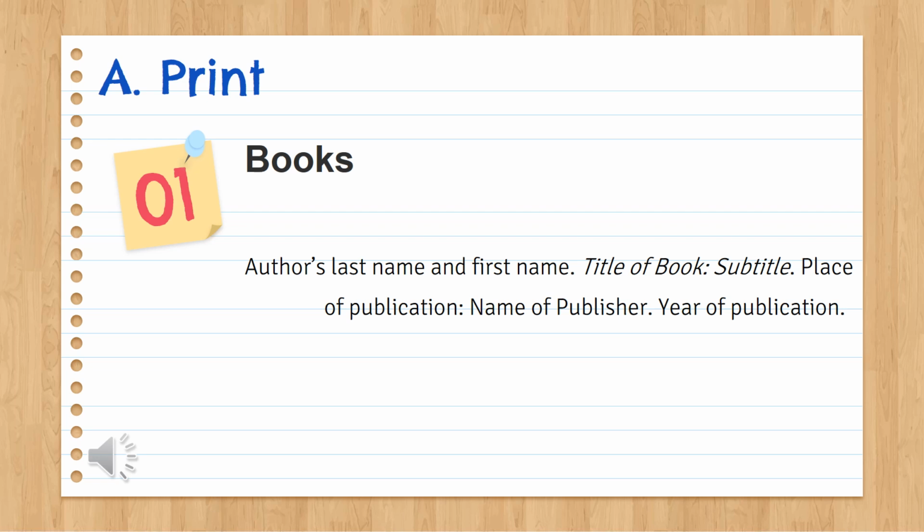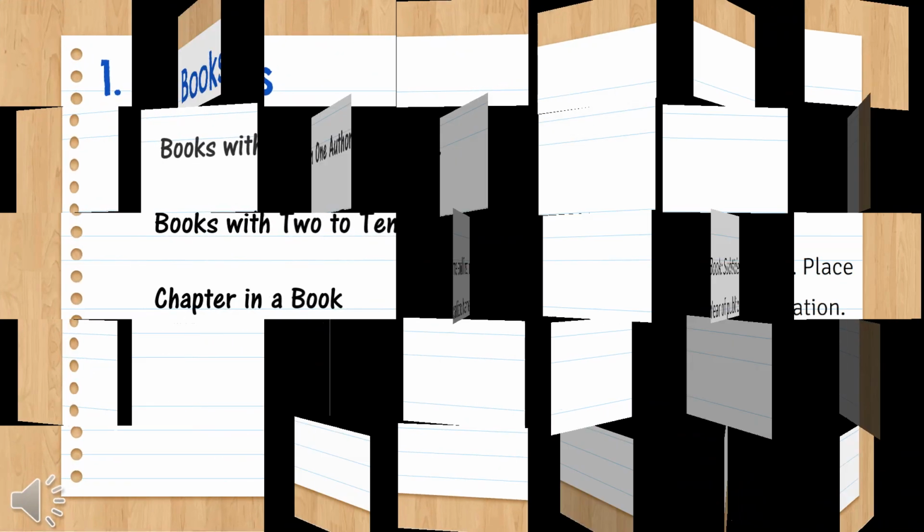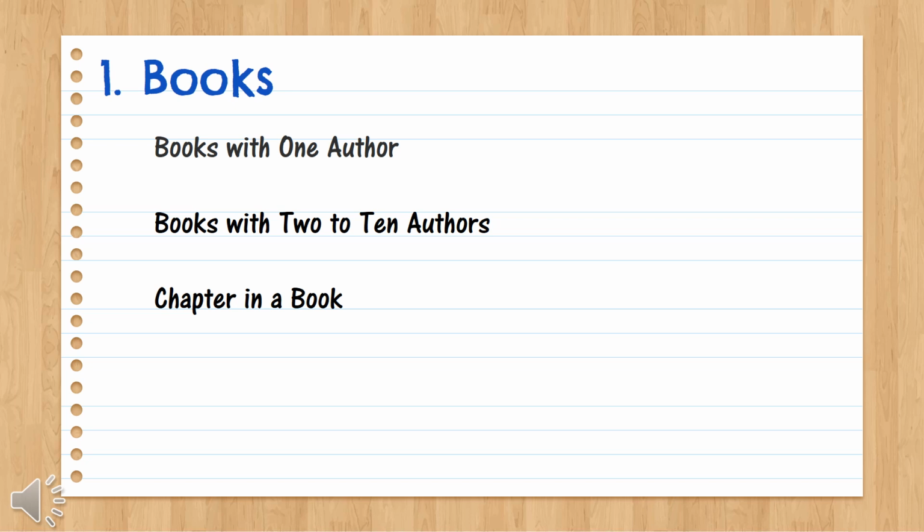1. Books. These are the most common and reliable sources of information. In your module, you will find the sample format of writing a book bibliography. I want you to read and understand that format. Under books, we have 3 formats: books with 1 author, books with 2 to 10 authors, and chapter in a book. Now, look at the first, books with 1 author.